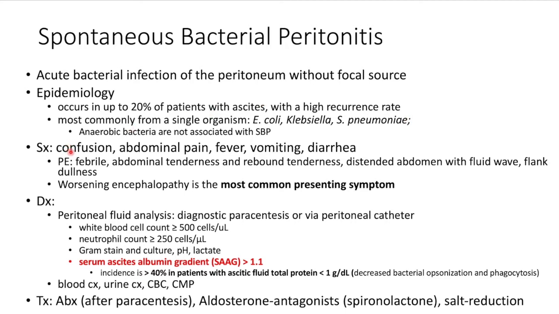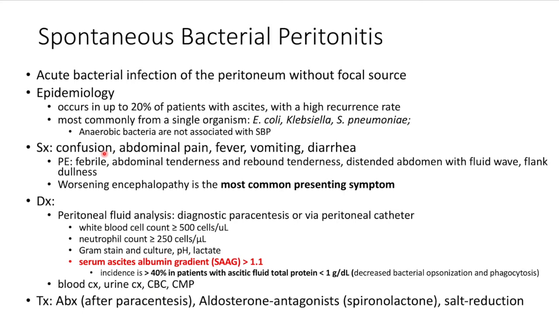In terms of symptoms: confusion, abdominal pain, fever, vomiting, and diarrhea. For our physical exam, obviously, this is a bacterial infection, so we will look for a fever. Some abdominal tenderness with rebound tenderness are signs of peritonitis. That distended abdomen with the fluid wave and flank dullness. So, that distended abdomen and fluid wave, that's more of the ascites, right? More than SBP. It doesn't have to be there, but patients with ascites get this.